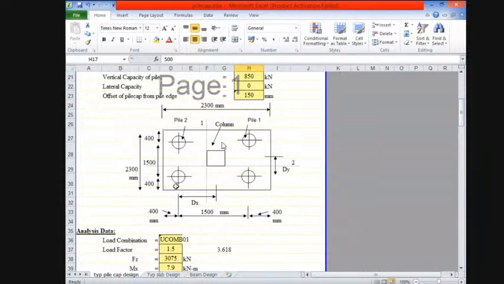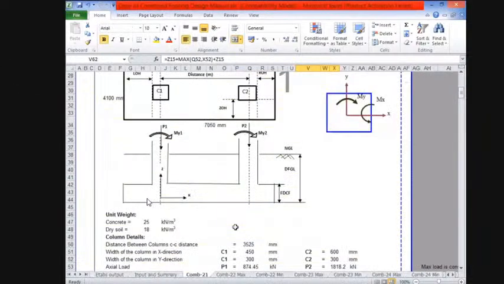Again, from the pile edge to the pile cap edge it is 150 mm. So 150 plus 250 is 400 mm. Similarly here also 250 plus 150 is 400 mm. So adding all of these, the length of the pile cap comes to 2.3. So in that input we are giving 2.3 by 2.3.